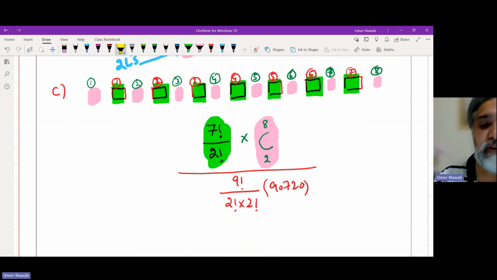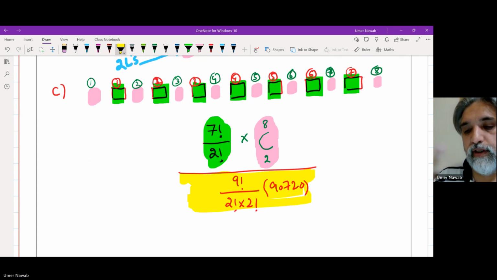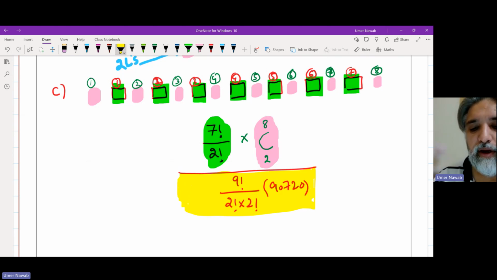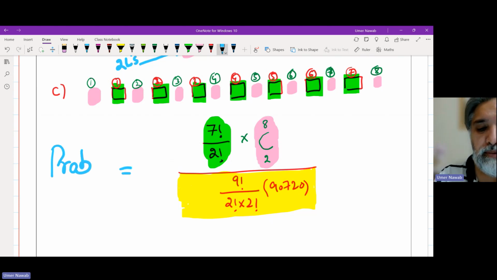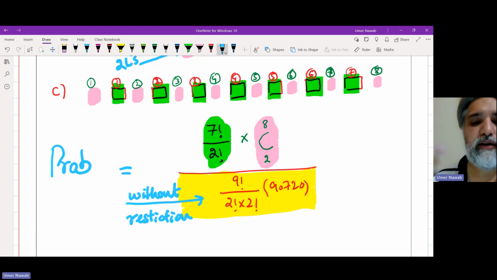Again, I will try to convince you. In the denominator, I have written without restriction, and I have 9 letters, and in how many ways can I arrange them? In 9 factorial ways. Why did I divide by 2 factorial? Because there are 2 E's and 2 L's. Done. So this is without restriction. Whenever I write probability, the denominator is always without restriction, the possible ways.